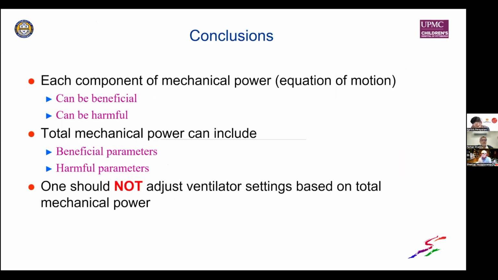Therefore, my conclusion is each component of mechanical power, which is the equation of motion, can be beneficial. It can also be harmful. It depends on the level of support from that particular component. The total mechanical power can therefore include both beneficial parameters and harmful parameters. Therefore, my conclusion is one should not adjust ventilator settings based solely on the total mechanical power that you measure at the bedside. Thank you.